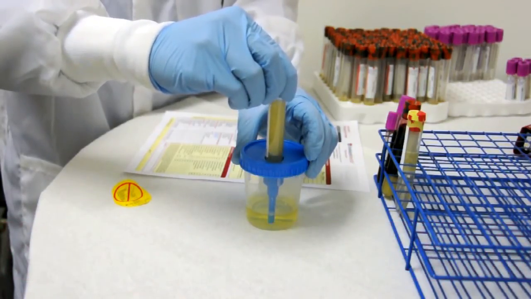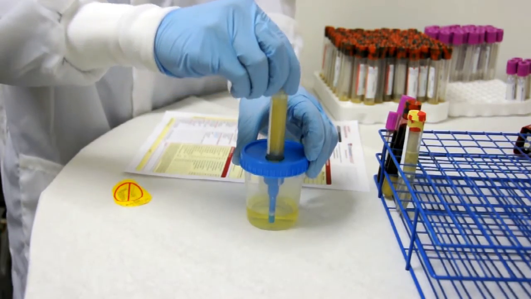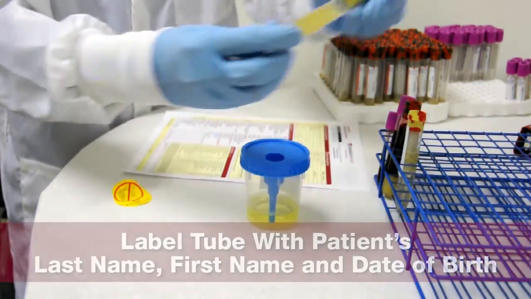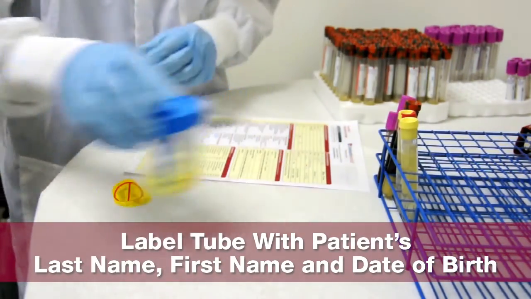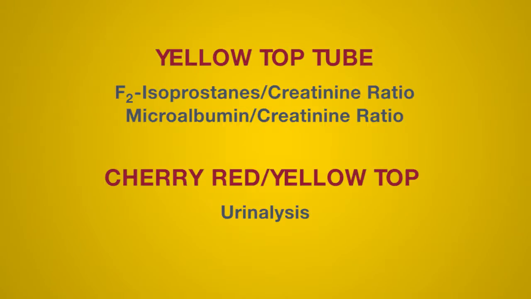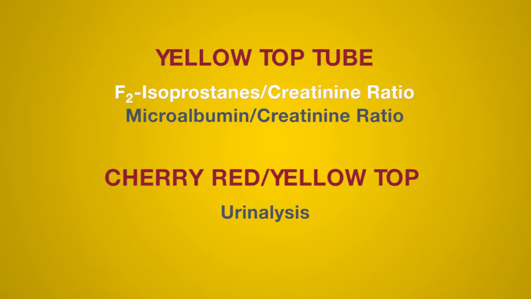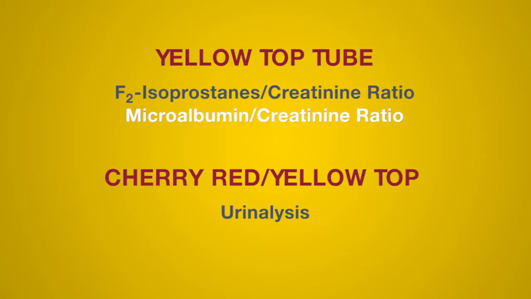Once the tube is filled, discard the blue top urine vacutainer cup. Next, label the urine tube with the patient's last name, first name, and date of birth. There are 2 different tubes that can be used for urine collection depending on the test being run. The yellow top urine sample tube can be used for tests including F2 isoprostane creatinine ratio and microalbumin creatinine ratio.